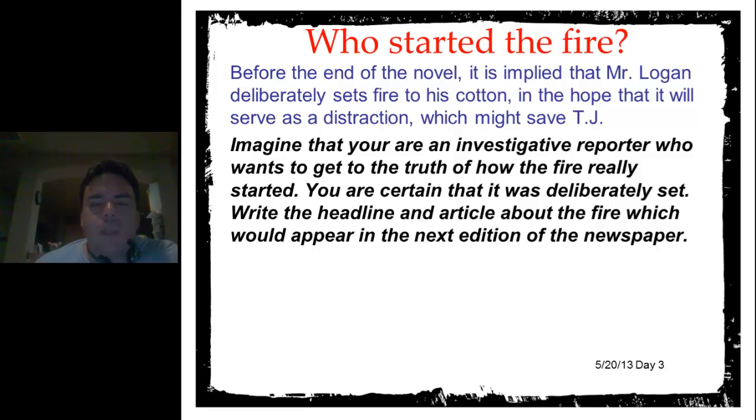Imagine that you are an investigative reporter who wants to get to the truth of how the fire really started. You are certain that it was deliberately set. Write the headline and article about the fire which would appear in the next edition of the newspaper. Now remember, you don't actually know for sure who did it, we just have some clues. And so you're someone on the outside trying to investigate what's happening. Pause the video here while the students write.